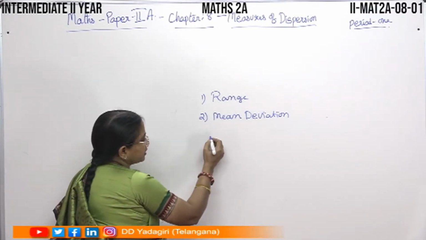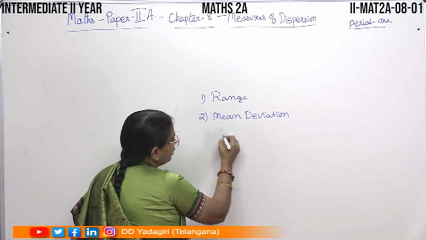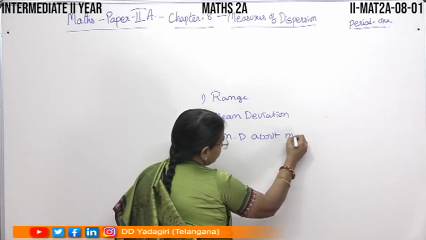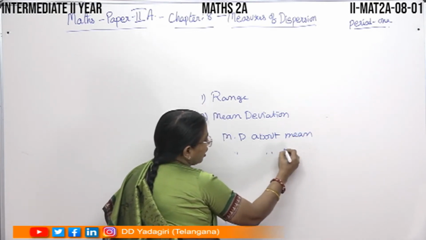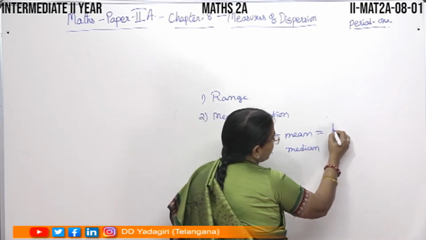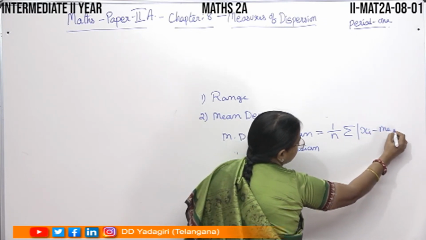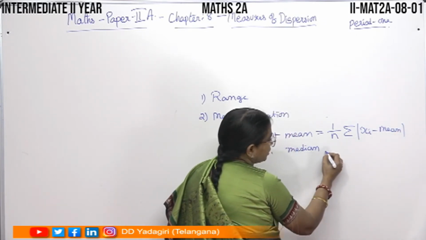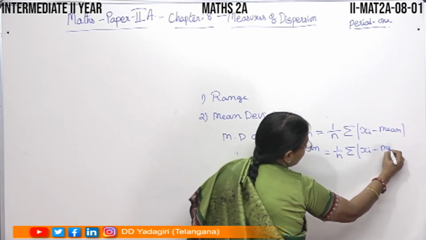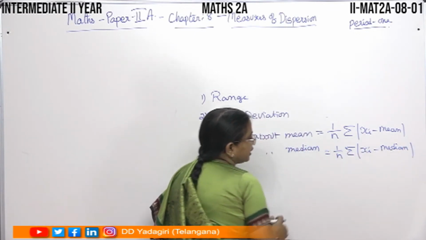So how to find the mean deviation? There are two kinds here: mean deviation about the mean, and mean deviation about the median. The mean deviation about the mean is given by 1 by n into sigma of mod of xi minus mean. The mean deviation about the median is 1 by n into sigma of mod xi minus median. When it is about the median, you must write minus median like this.